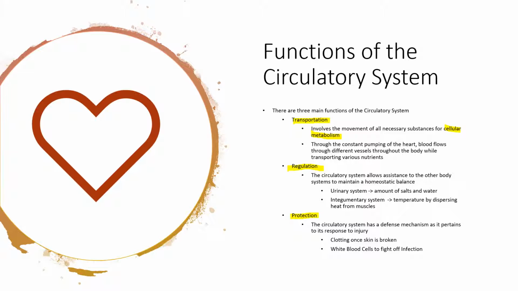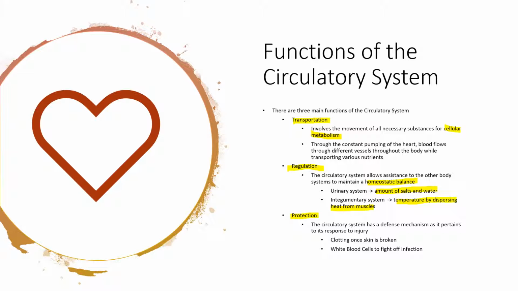The circulatory system allows assistance to other body systems to maintain a homeostatic balance. For instance, the urinary system regulates the amount of salts and water that will enter the bloodstream, and the integumentary system regulates the temperature by dispersing heat from muscles.